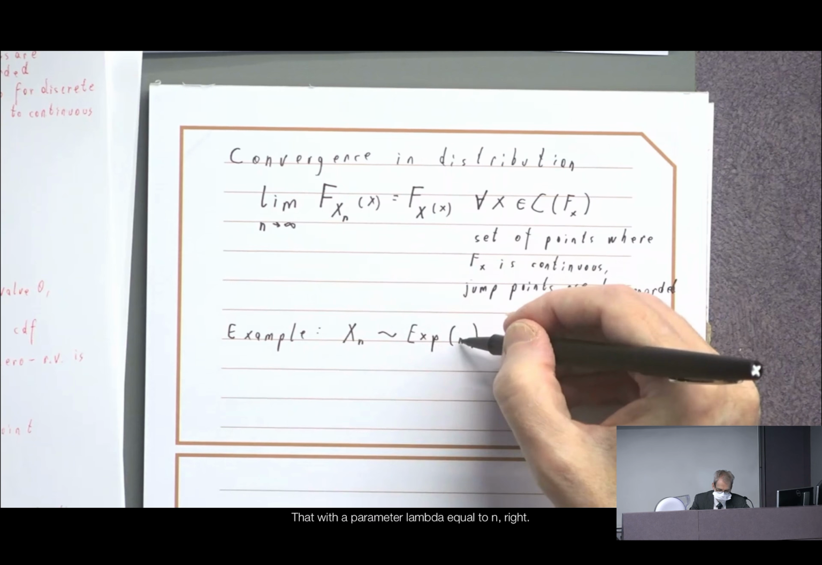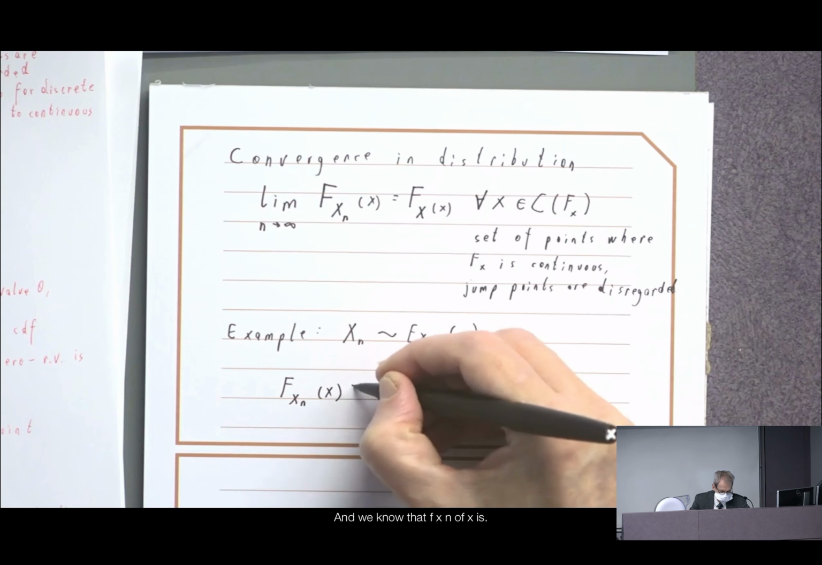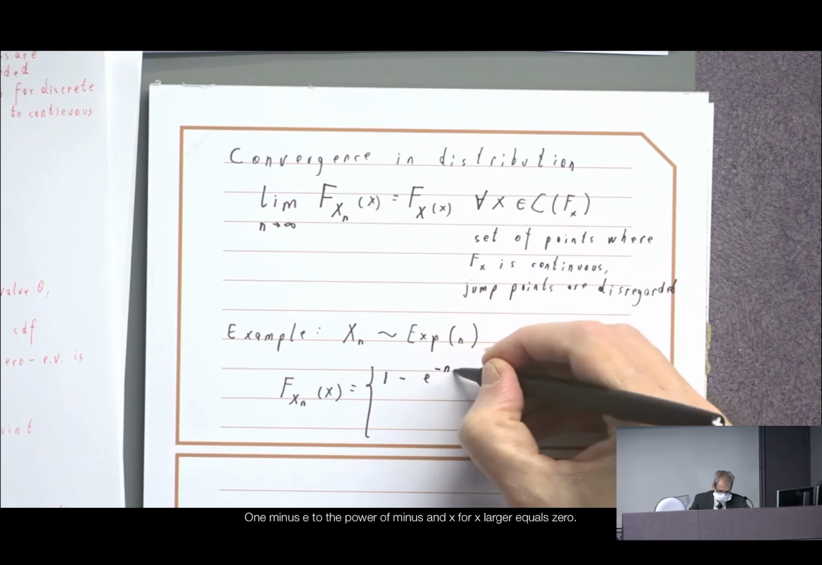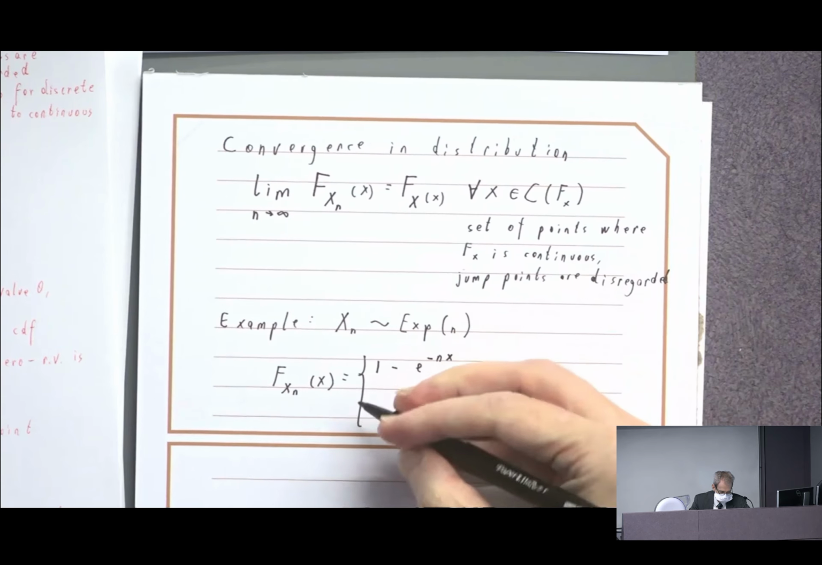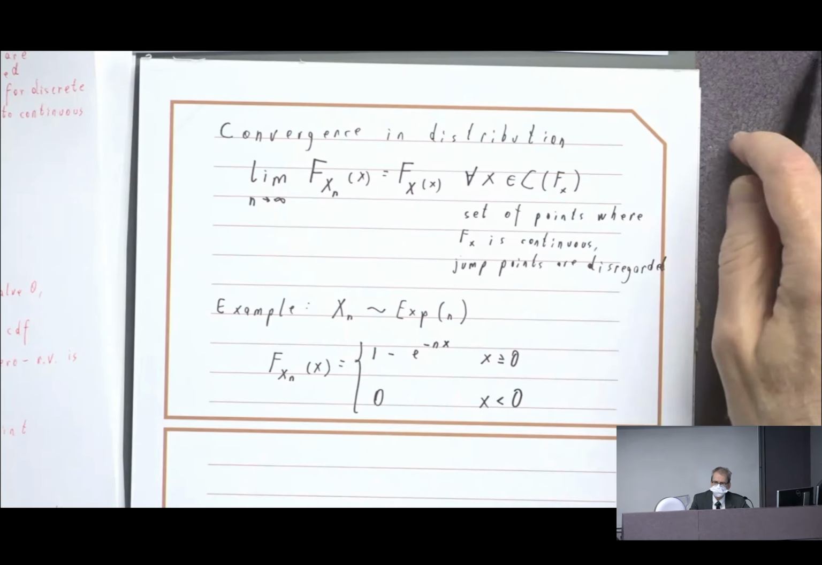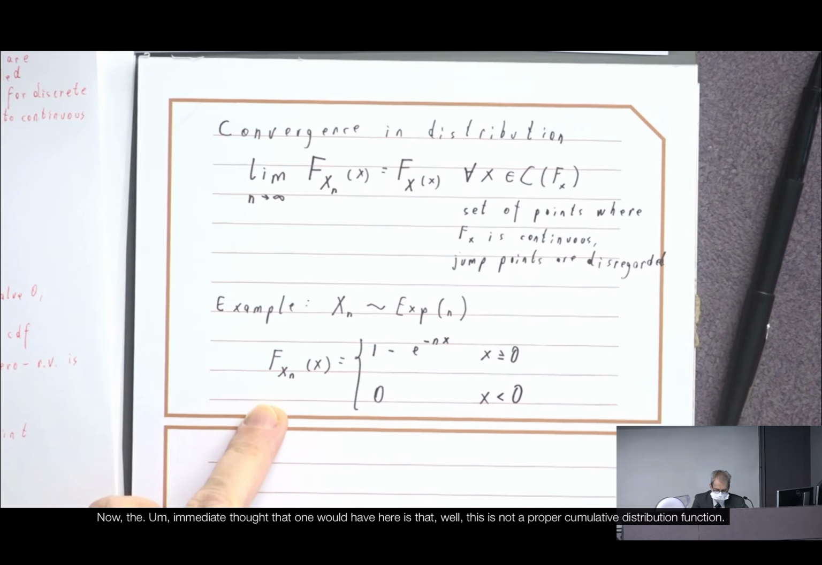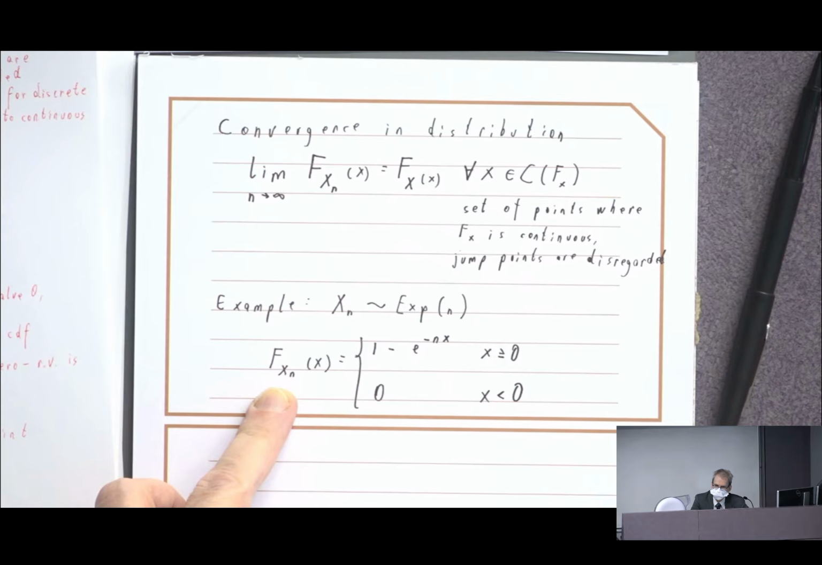with a parameter lambda equal to n. And then we know that F_Xn of x is 1 minus e to the power of minus nx for x larger or equal 0, whereas it's 0 for x smaller 0. Now, the immediate thought that one would have here is that, well, this is not a proper cumulative distribution function, right? Because it's a left continuous function. However, a CDF must be right continuous.